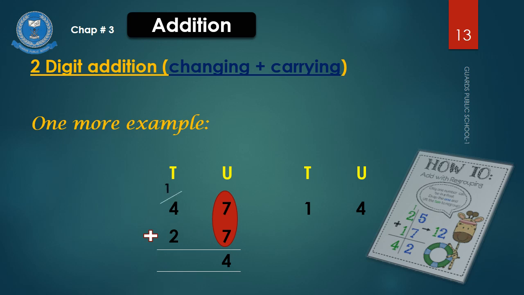Now 1 plus 4 is equal to 5, and 5 plus 2 is equal to 7. Now we have 7 tens and 4 units. That is the sum 74. So 47 and 27 is equal to 74.